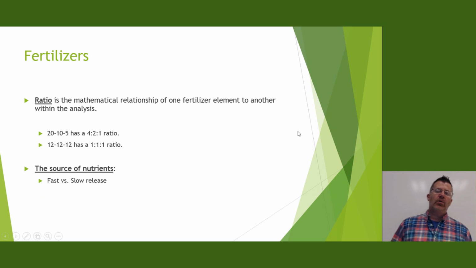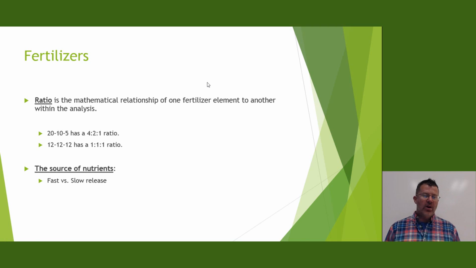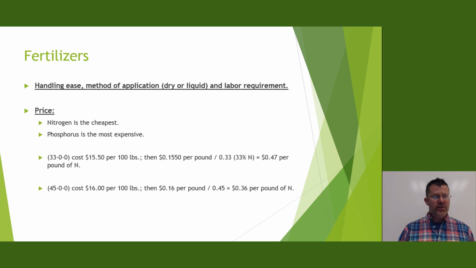Ratio is the mathematical relationship of one fertilizer element to another within the analysis. So a 20-10-5 is really equivalent to a 4:2:1 ratio, whereas a 12-12-12 fertilizer has a ratio of 1:1:1, and we would want to consider that ratio when purchasing our fertilizer. We also want to consider the source of the nutrient. Is it fast or is it slow release? We, as landscape managers, prefer the slow release.